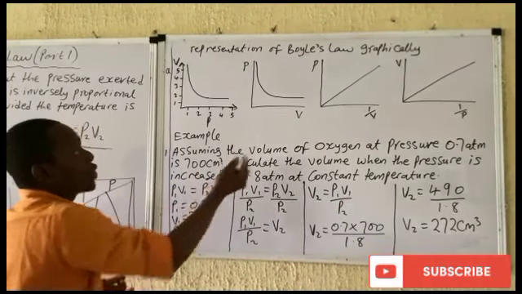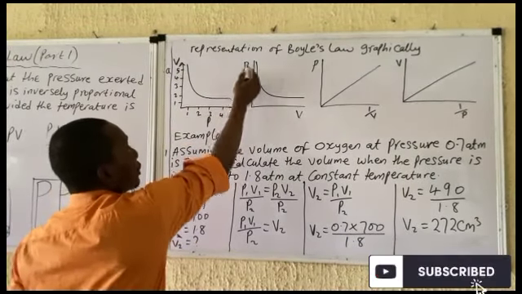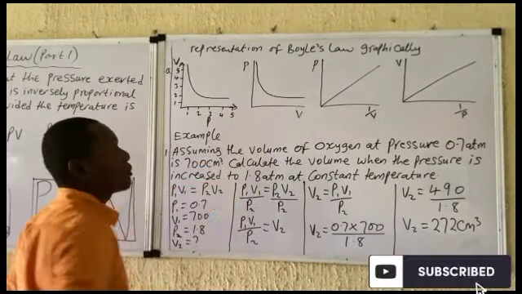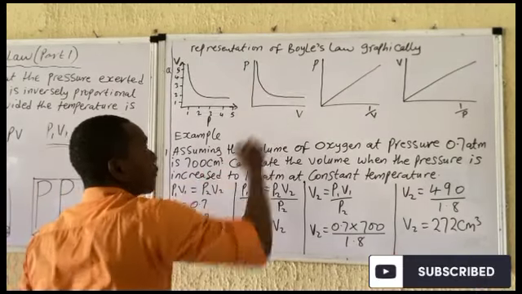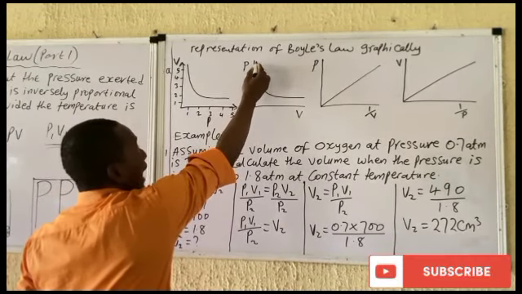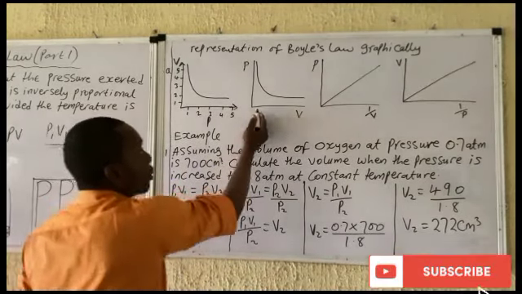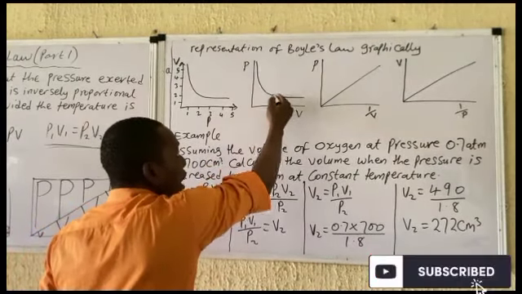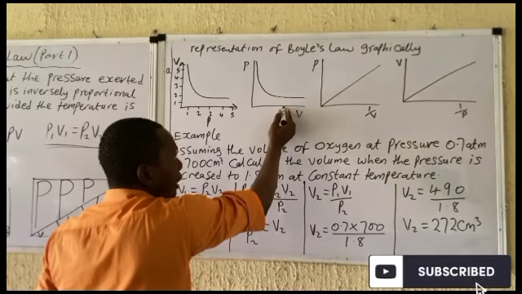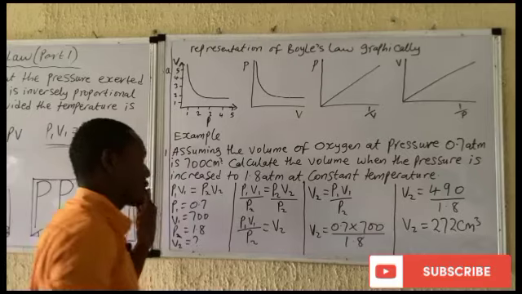You can also decide to change the format. In this place, you have volume here and pressure here, but you can also decide to put pressure here and volume here. You still have the same kind of graph, because it's indicating that here the pressure is high and here the volume is low. You can see it here, volume low. But as the pressure is going down here, the volume is increasing. It's moving towards this direction.